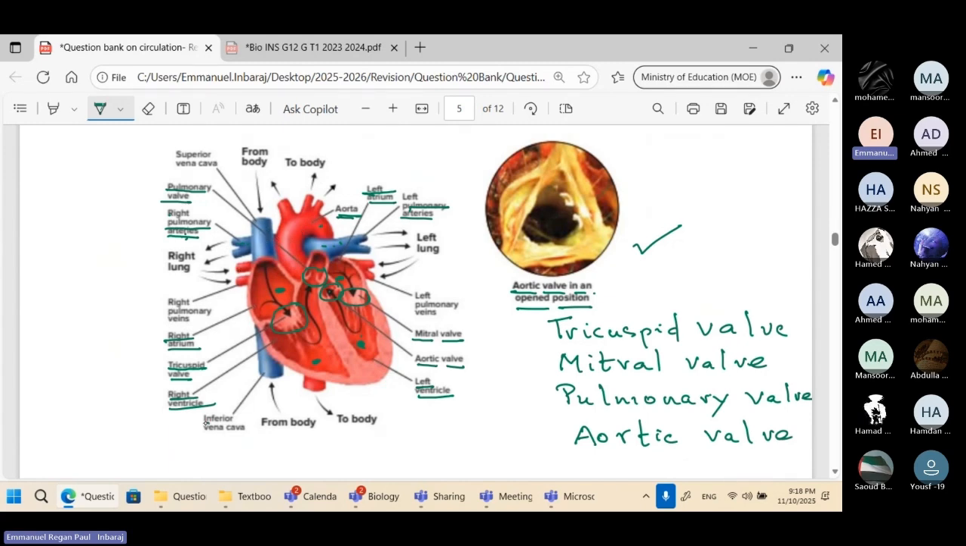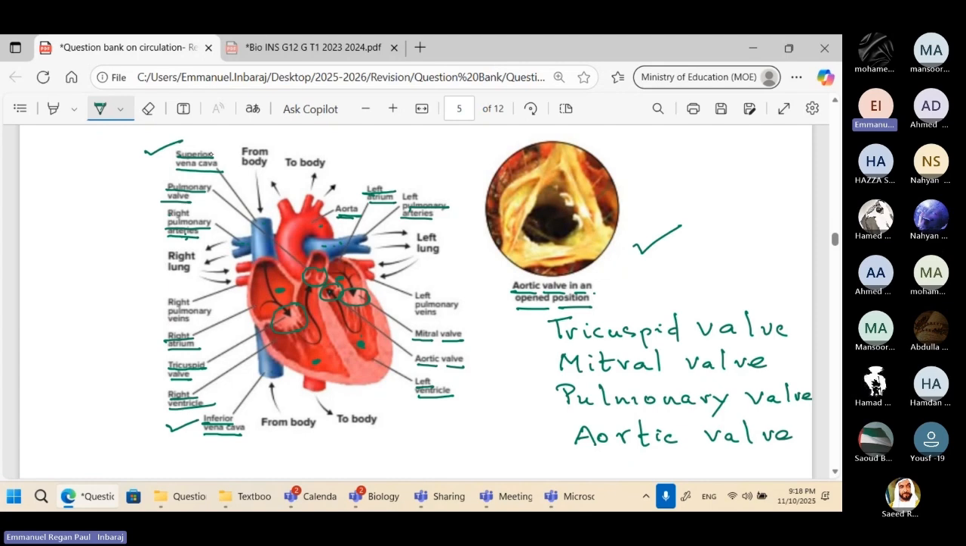There is a blood vessel here and here. The top one is called the superior vena cava and the lower one is called the inferior vena cava. Superior because it is at the top, inferior because it is down. Superior means the upper part of the body, inferior means below. That's why it is called superior and inferior.